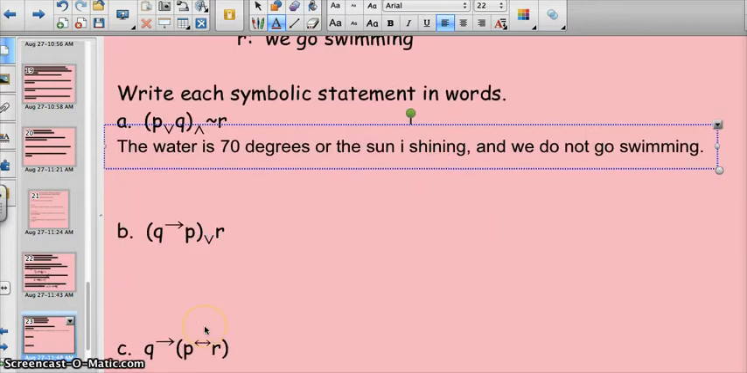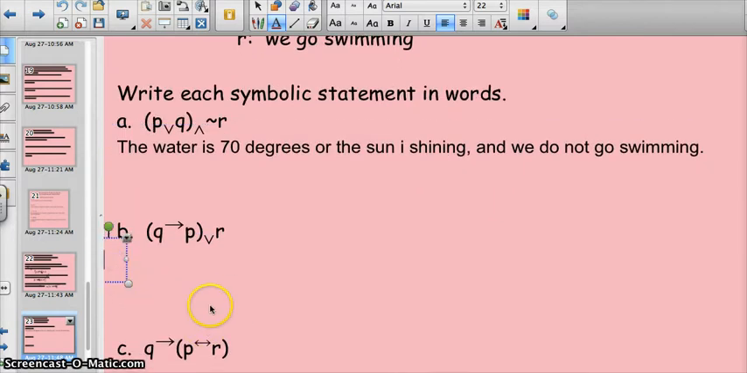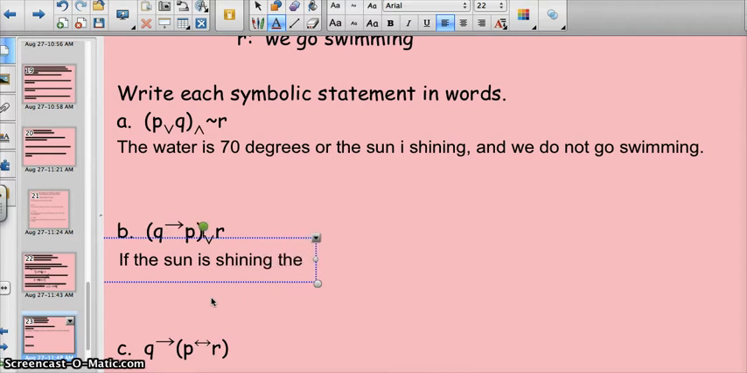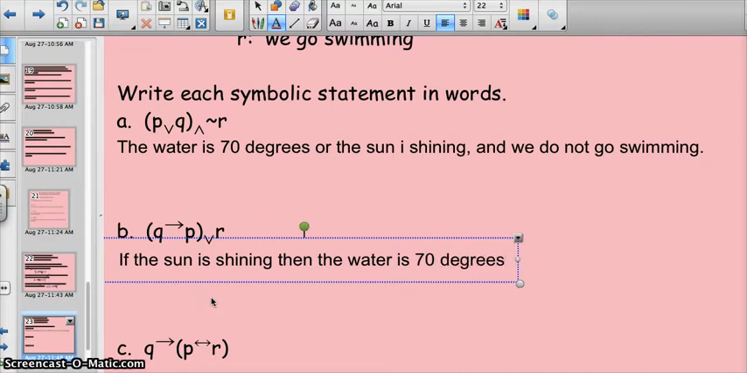Taking it from symbols, putting it into words. Here we go. Next one up, we're going to start with P, or Q implies P, all right? Or Q, if, then with the Q and the P. So the Q at this point in time is the sun is shining. The P is the water is 70 degrees. So this first part then would be if the sun is shining, then the water is 70 degrees. Once again, there are parentheses around that part, so we need to put a comma after it once we write it out in actual words.